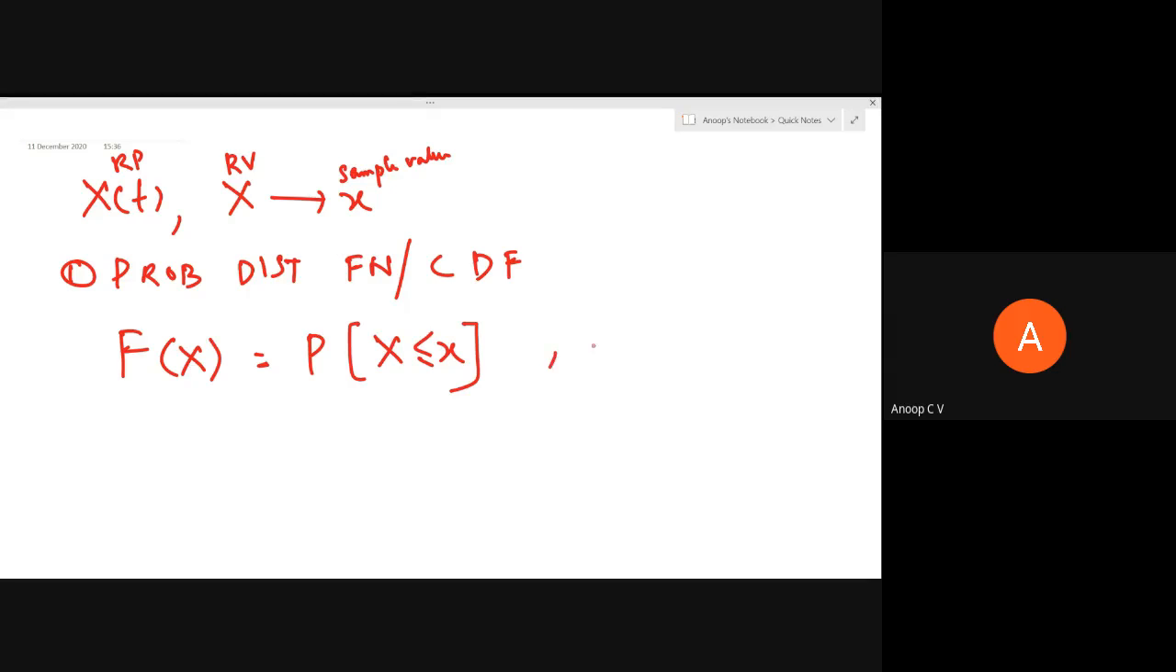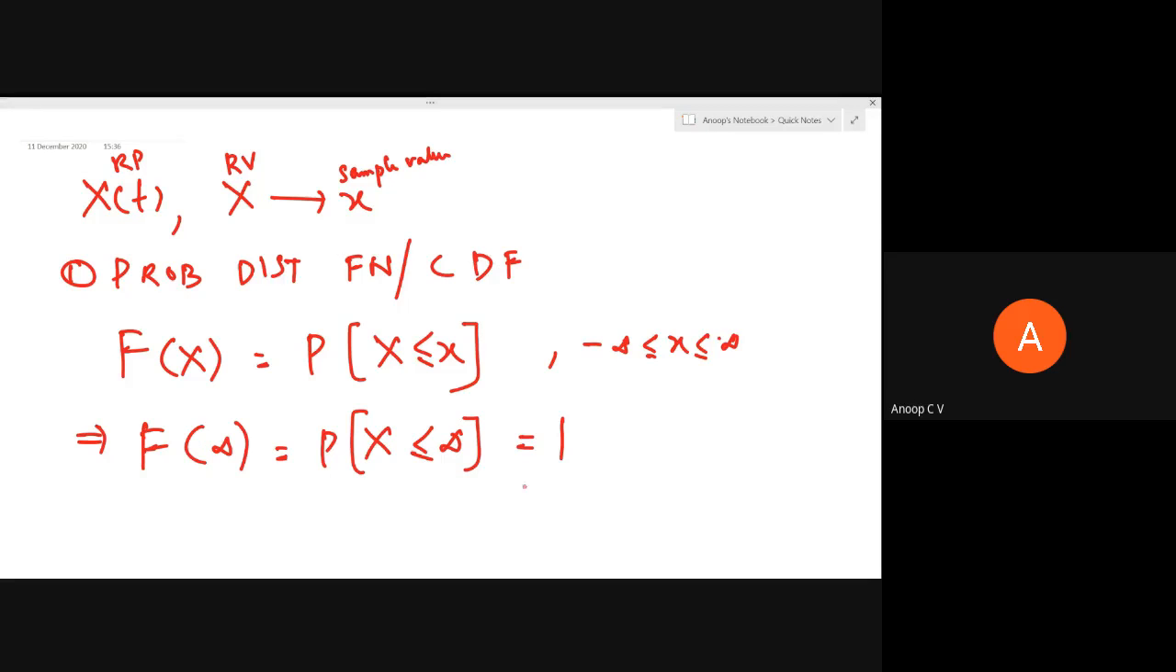It will range over minus infinity less than or equal to x less than or equal to plus infinity. This x can take values from minus infinity to plus infinity. So this is a probability distribution function. Some of the properties of the probability distribution function I'll list down. What will be F of infinity, which means the probability that X takes a value less than or equal to plus infinity? This will for sure be equal to 1. Why? Because the range of values that can be taken by x is from minus infinity to plus infinity.